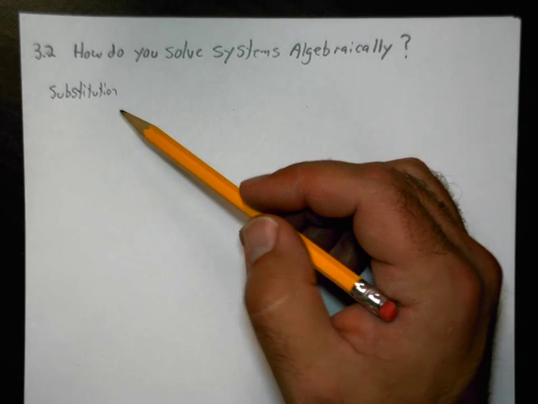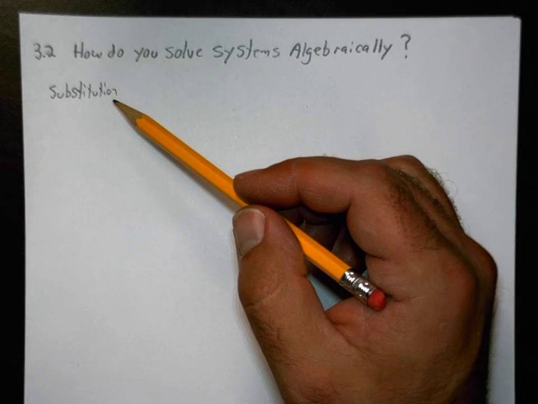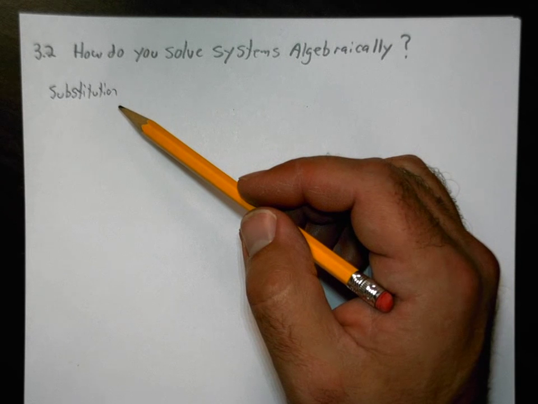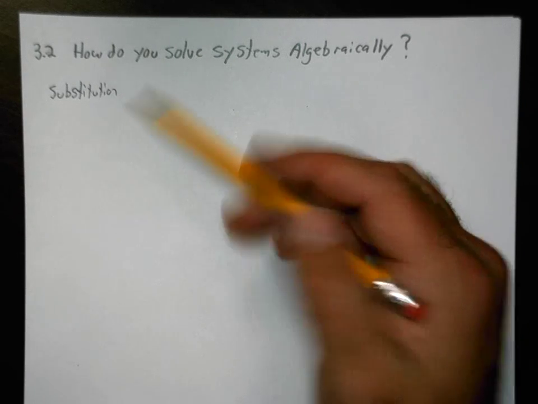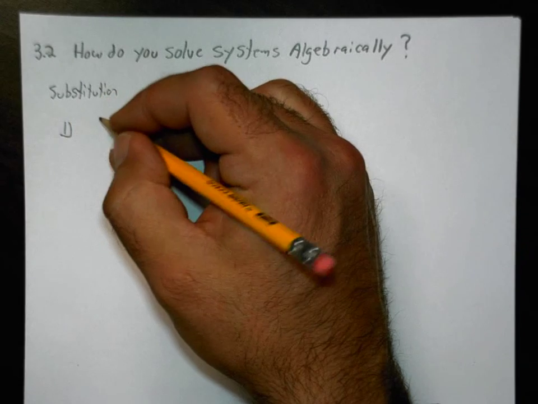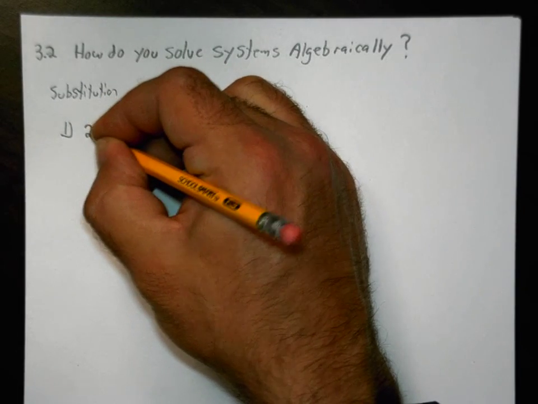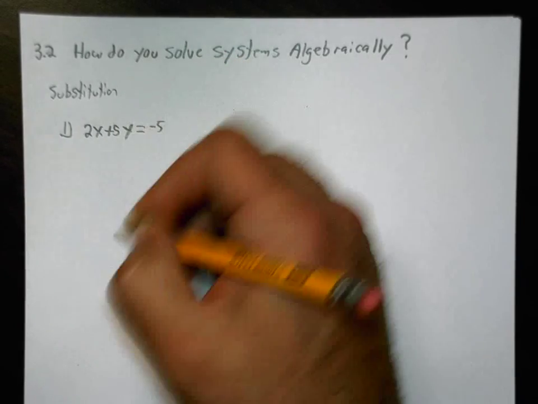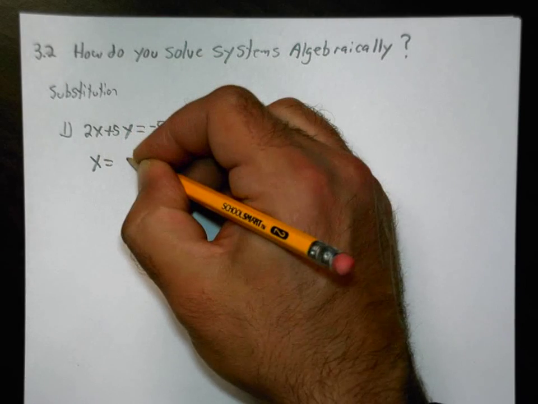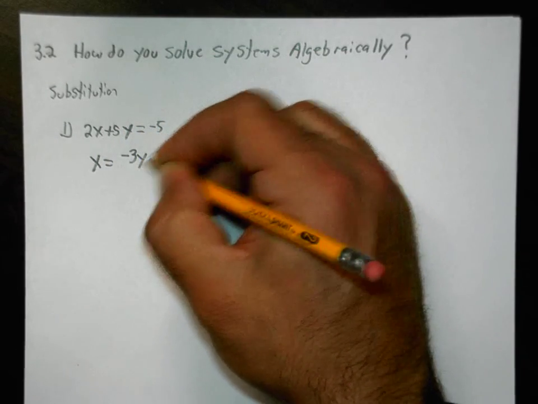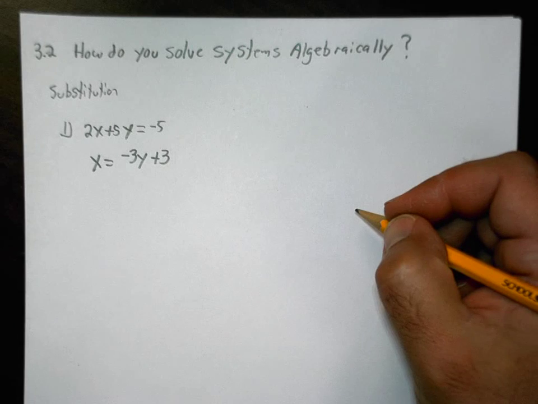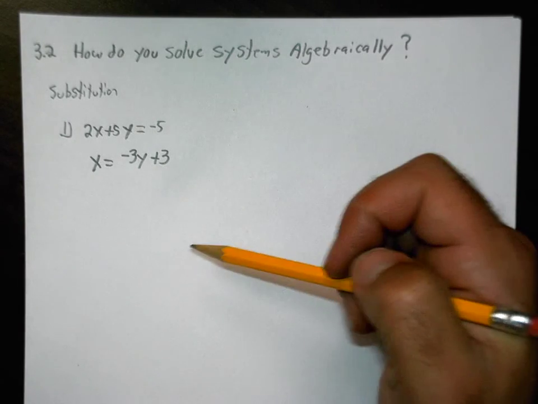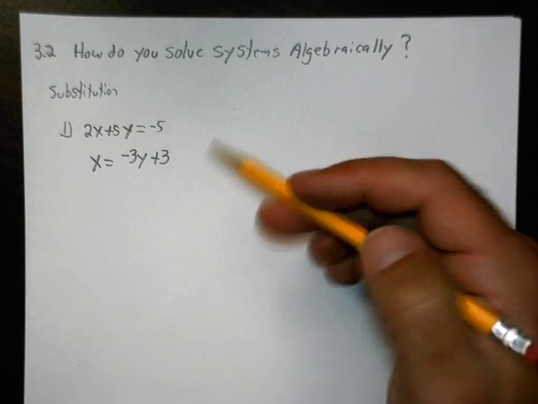Okay, there's two ways to do it. Substitution is the first way. So we use substitution when one or both of the equations are set equal to a variable or can easily be changed into y equals or x equals form. For example, let's say I have a system like this. I have a system of equations. One of the equations is set equal to x. So we could use substitution in this case.